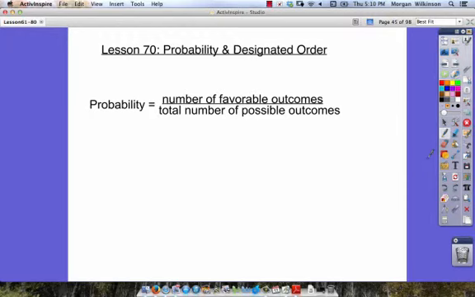Lesson number 70 is about probability and designated order. And here's a definition for probability. It is the number of favorable outcomes over the total number of possible outcomes.